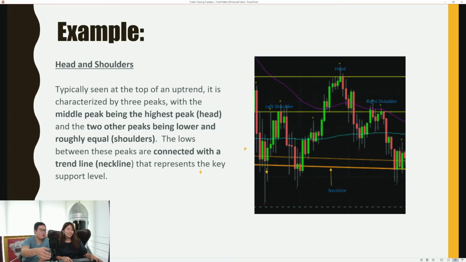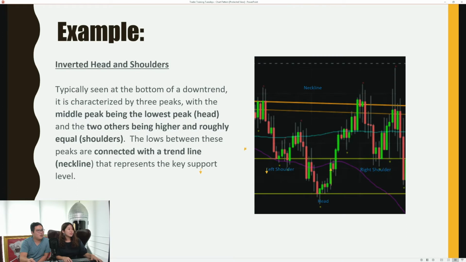There's 3 peaks and they both... So you have to hit both criteria. Right, you have to have 3 peaks first and then you have to hit a neckline. That's true. Next. Inverted head and shoulders. Exactly the same but upside down. So the neckline is now the top and the head is now the bottom. Yeah, easy. The neckline is still the key support level though. Right? Yes.